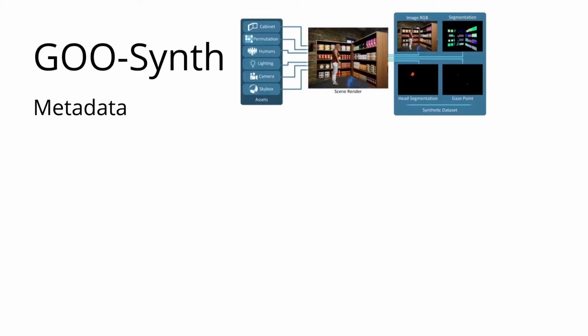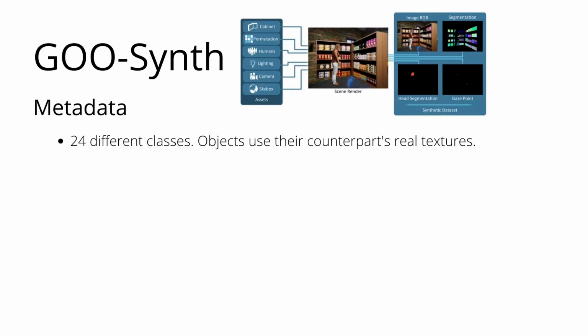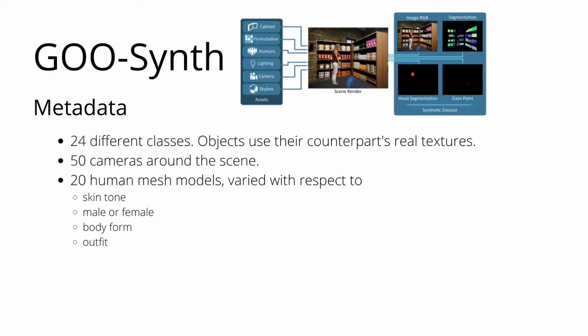GOO Synth forms the bulk of GOO's training data and is constructed to be a replica of GOO Real. Being programmatically generated, it has more variables that can be adjusted to diversify the data. GOO Synth uses the same 24 classes of grocery items, with the packaging of the real objects scanned to be used as textures. 50 virtual cameras are placed around the scene, and 20 human mesh models are used, highly varied with respect to skin tone, whether they're male or female, the body form, and the outfits.